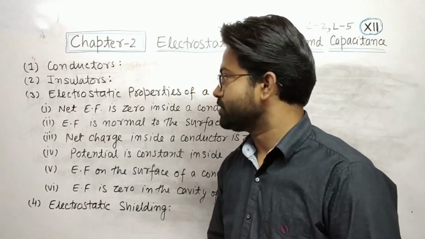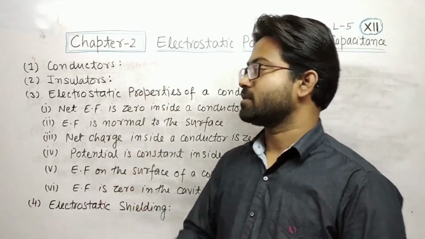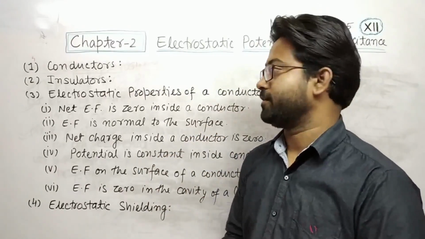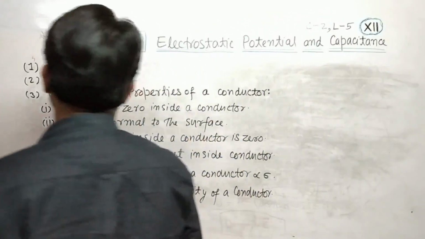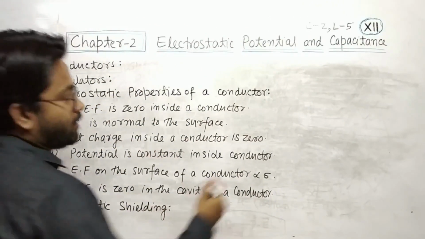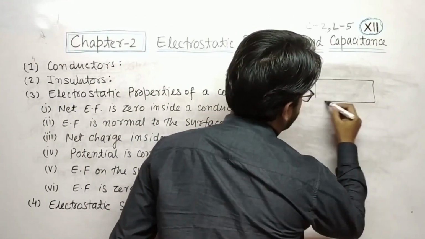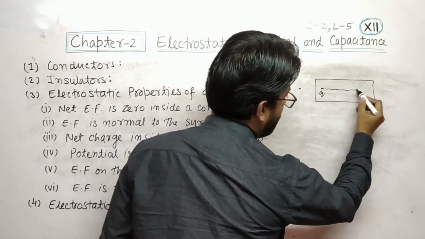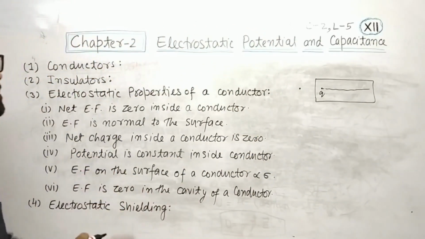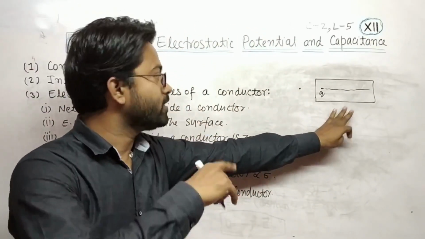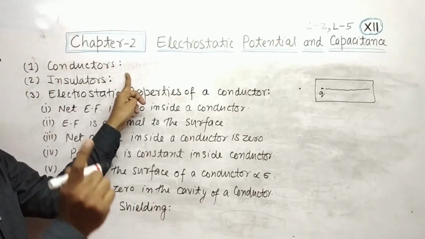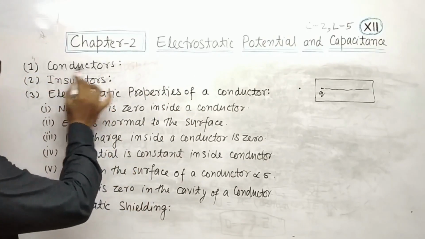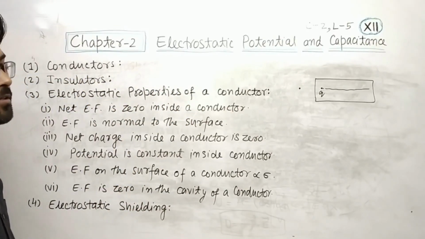And insulator, what is an insulator? An insulator is a substance that does not allow any charge to flow inside it. If there is a conductor, that means any charge can flow inside the conductor. If the substance allows the charge to flow inside, it is a conductor. If it does not, then the substance is an insulator. Means electrical conductor and electrical insulator.